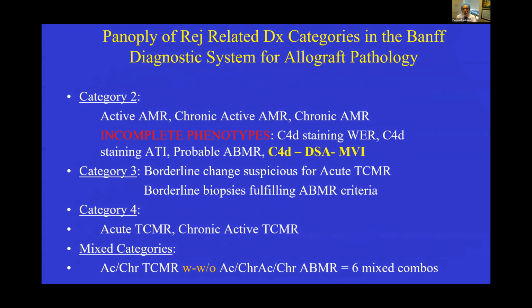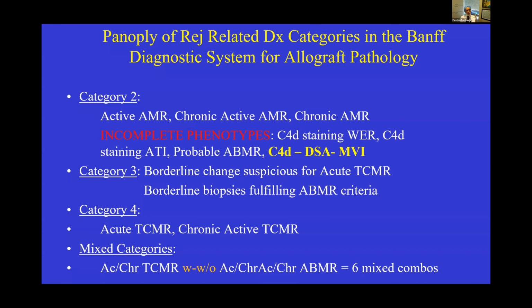So the first point I want to make is there is now a panoply of rejection-related diagnosis categories in the BANF system for allograft pathology. We have category 2, in which we do know what active ABMR is, what chronic active is, what chronic is, but now we have incomplete phenotypes, some of which are listed here: C4d staining without rejection, acute tubular necrosis, and that new kid on the block, C4d negative, DSA negative microvascular inflammation.